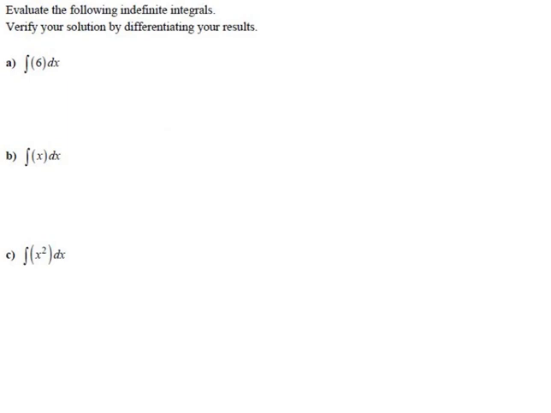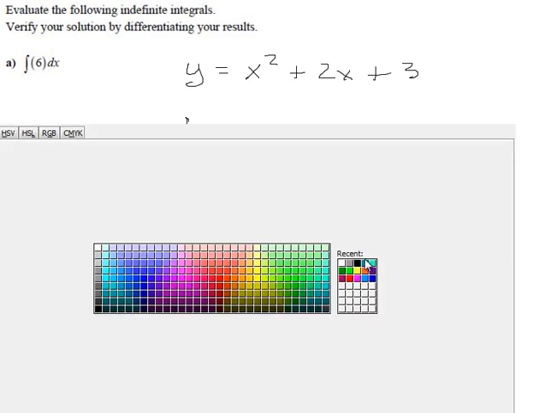So before we get into their examples, I'm just going to set something up as a quick example to get us warmed up here. Let's say we had some original function and it was x squared plus 2x plus 3. And let's take its derivative, dy dx. And using the power rule, we get 2x to the power of 1 plus 2, and the derivative of 3 is 0. Okay, no trouble yet, I trust.